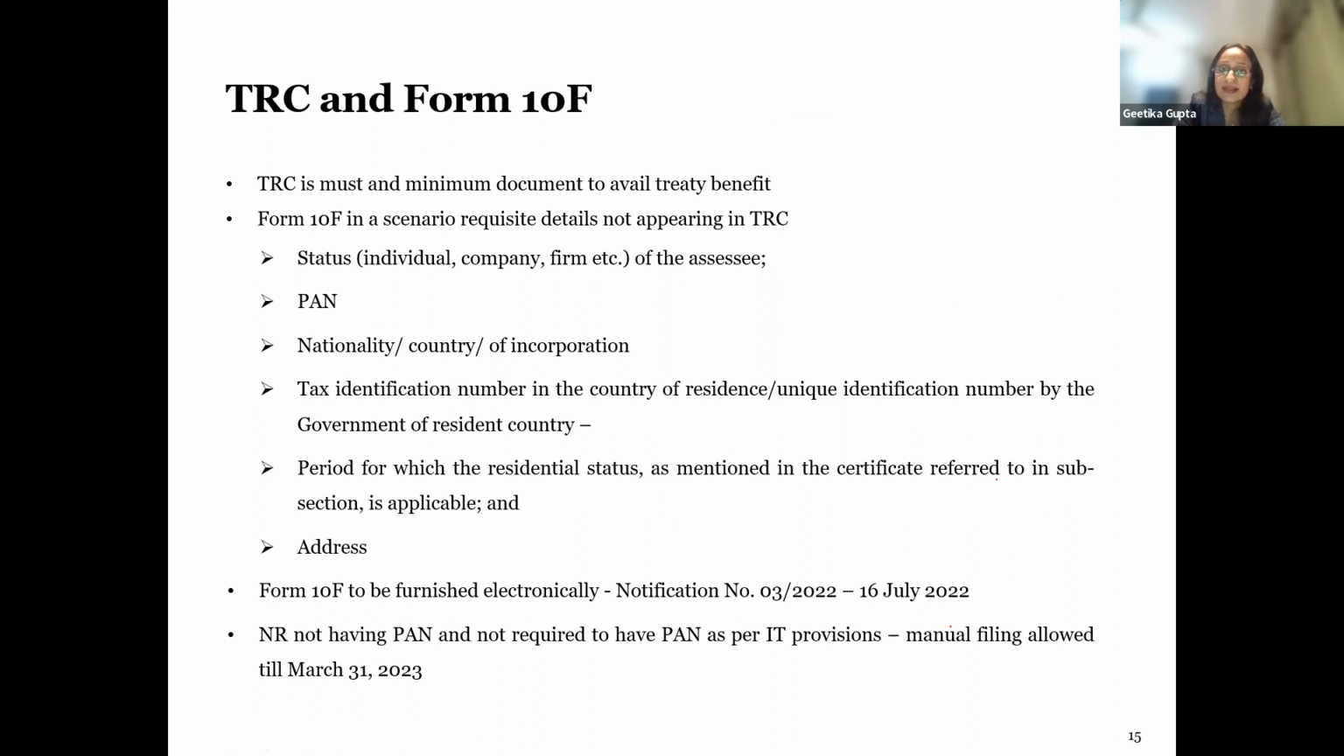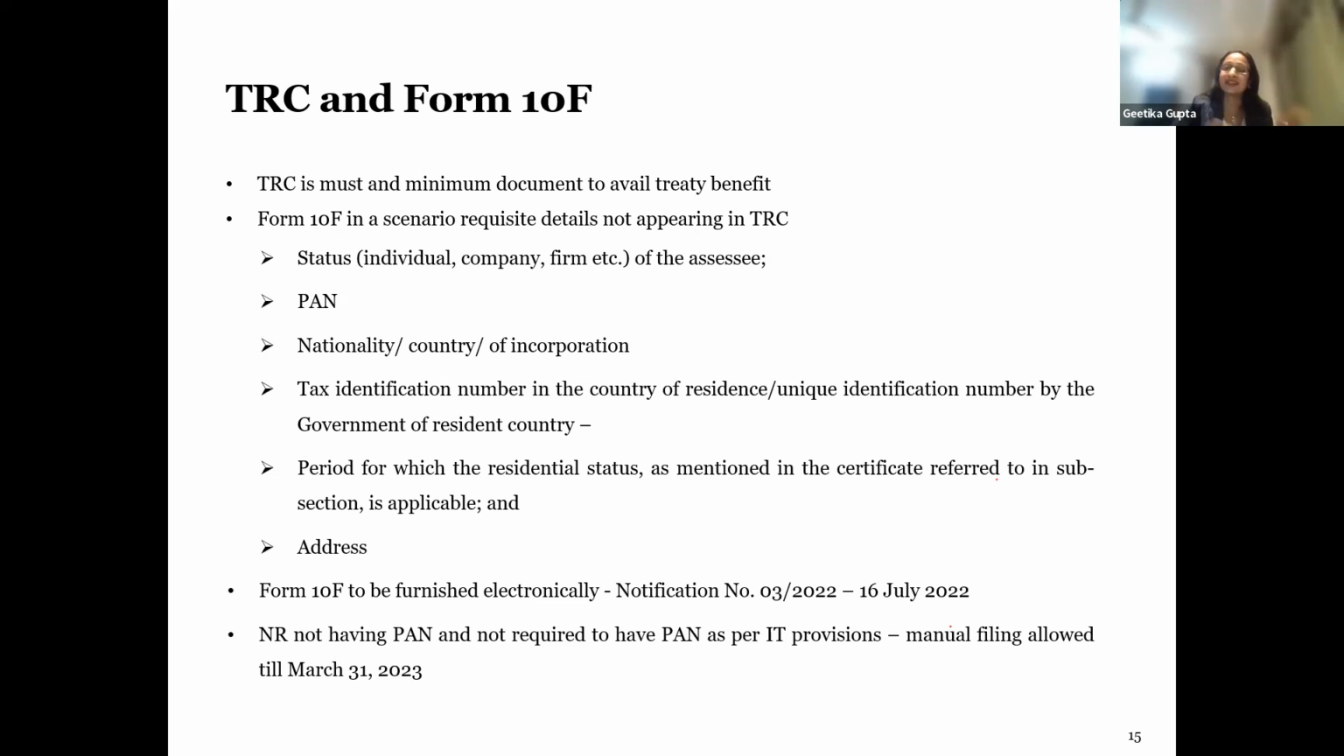But basis practical experience, we have seen that the PAN number, which is the unique identification number which the Indian revenue authorities give to the non-resident, normally does not appear in the TRC of the non-resident. Therefore, from a practical perspective, we advise clients that in addition to the TRC, do get Form 10F executed also, because these are very, very basic documents to obtain a treaty benefit.